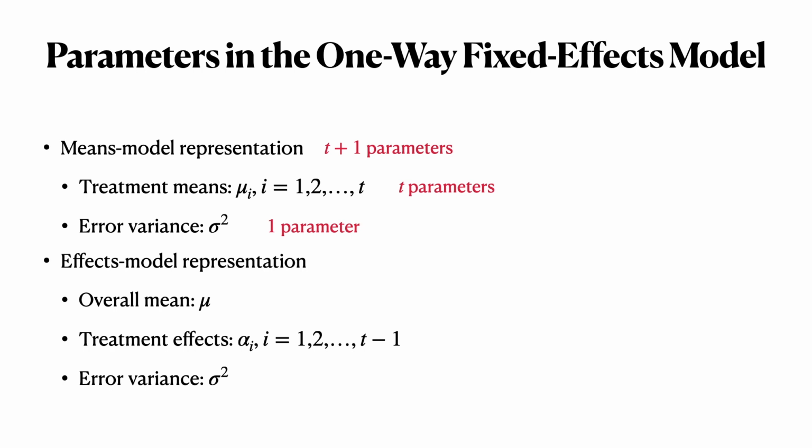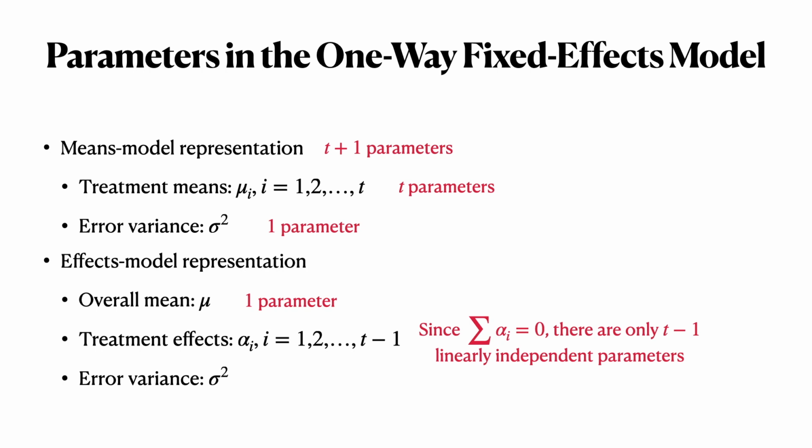In the effects model representation, we have the overall mean, mu. So that's a parameter. We have the treatment effects, the alpha sub i's. Now notice that since the alpha sub i's by definition sum to 0, there are only t minus 1 linearly independent treatment effects in the model. And so there are t minus 1 parameters here. And then finally we have the error variance, sigma squared. That is one parameter. And so in the effects model representation, we also have t plus 1 parameters.